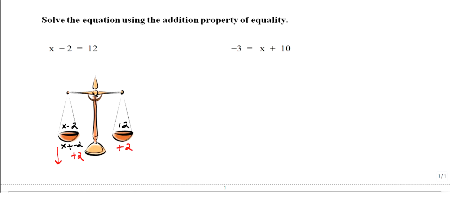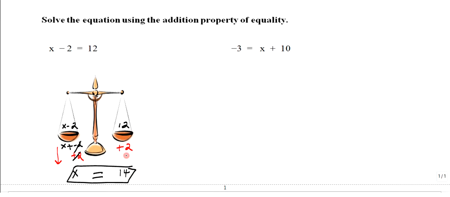And the end result is that on the left side, the negative 2 and the positive 2 cancels out, the whole reason we added 2. We have x over here now by itself, and on this side we have 12 and 2 is 14. So now we know that this must equal to, because they still are balanced, x must equal to 14. So that's the solution to the equation, x equals 14.